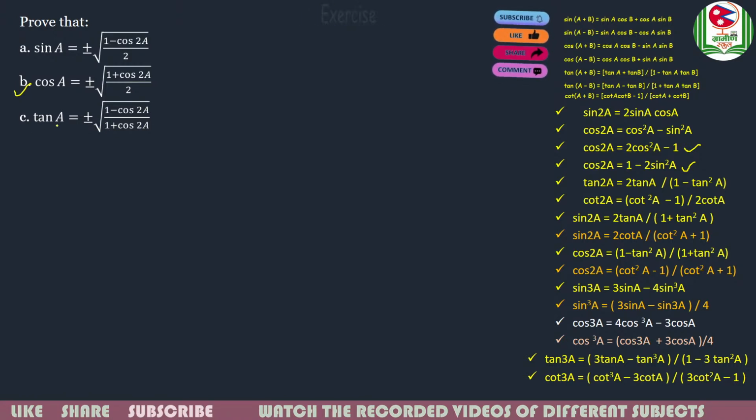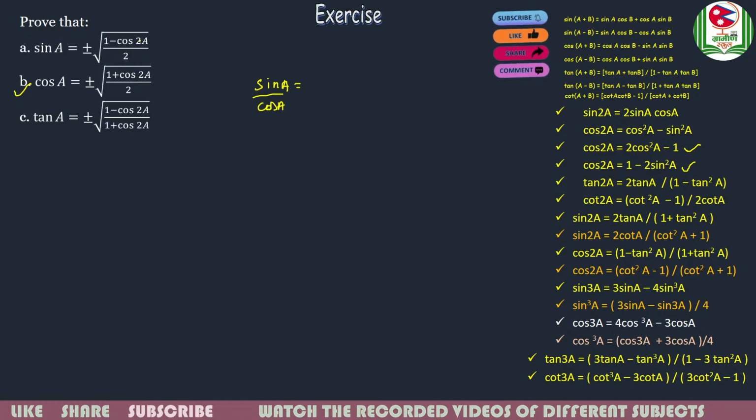So here tan A equals plus minus root under 1 minus cos 2A upon 1 plus cos 2A. We know sine A equals plus minus root under 1 minus cos 2A upon 2, and cos A equals root under 1 plus cos 2A upon 2. So we can easily obtain tan A, that is tan A equals sine A upon cos A.